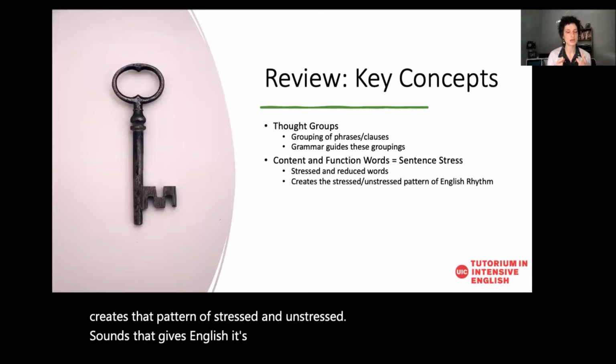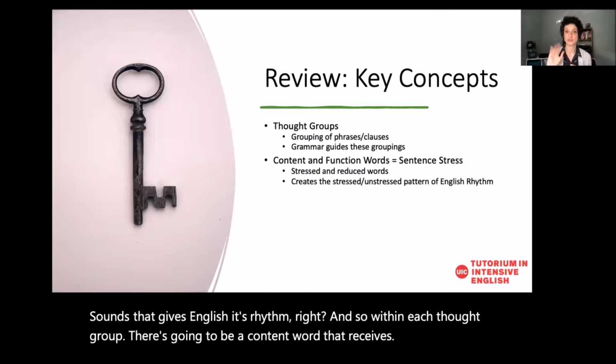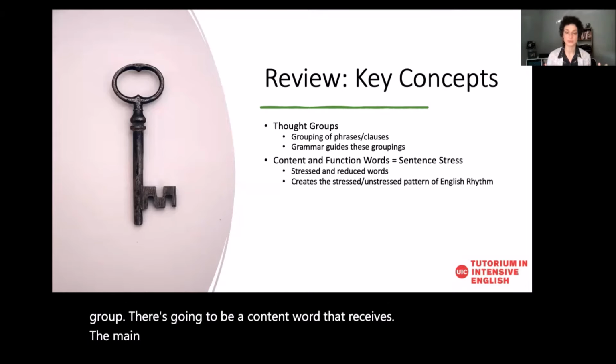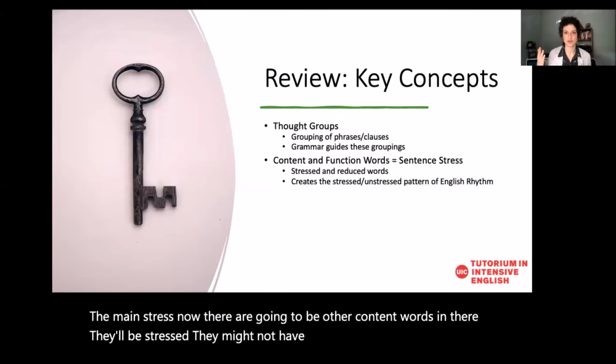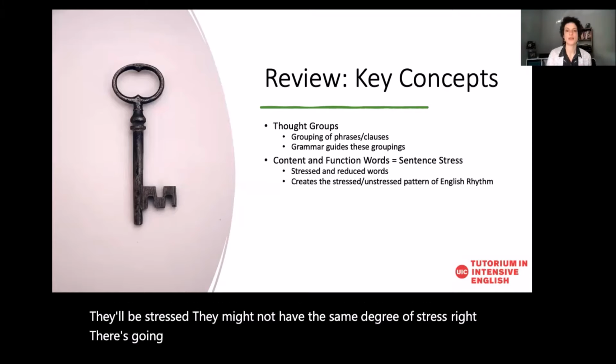And so within each thought group, there's going to be a content word that receives the main stress. Now, there are going to be other content words in there. They'll be stressed. They might not have the same degree of stress. There's going to be one word that is the loudest, the longest, and the highest pitch.